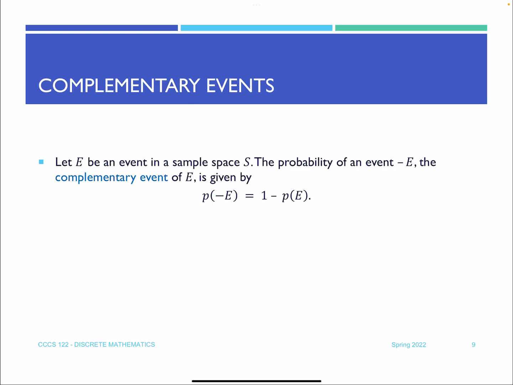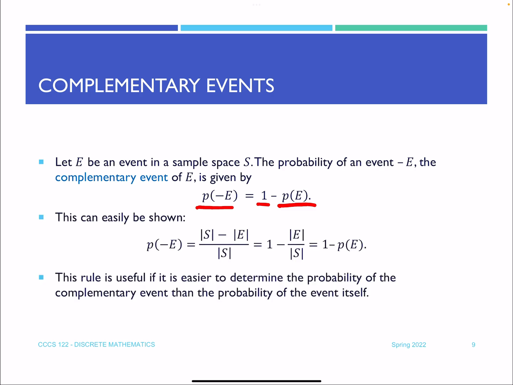Okay. Now, let's consider E to be an event in the sample space S. The probability of the complement of E is given by 1 minus the probability of E. Well, it's pretty much common sense. The probability of something not happening is 1 minus the probability of it happening. This can also easily be shown like this.